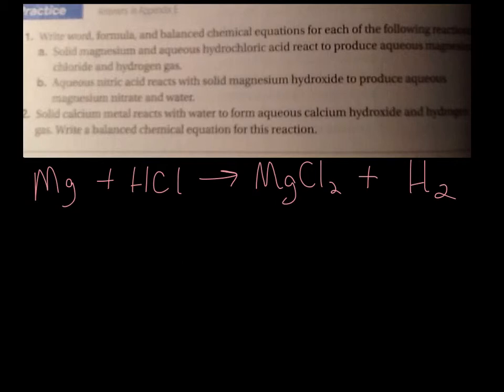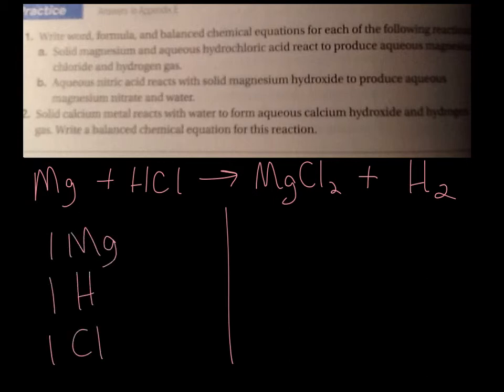So if we look here, we have magnesium on this side. We have 1 magnesium over here. We have 1 hydrogen and 1 chlorine. On this side, we have 1 magnesium, 2 chlorine, and 2 hydrogen. So our reactants and our products. From here, let us try to put coefficients in so that we can balance it.